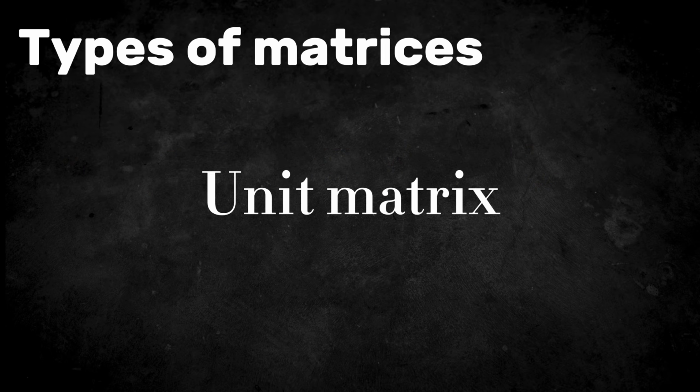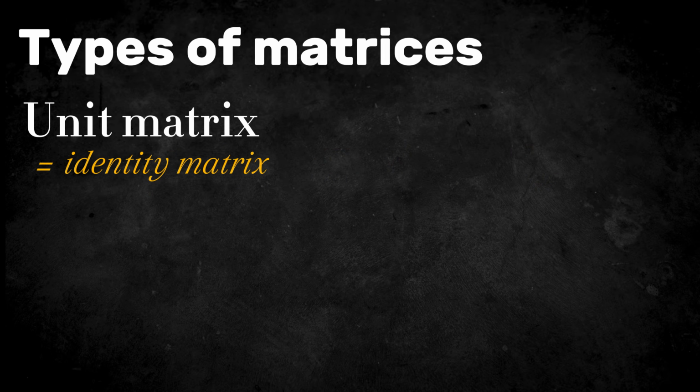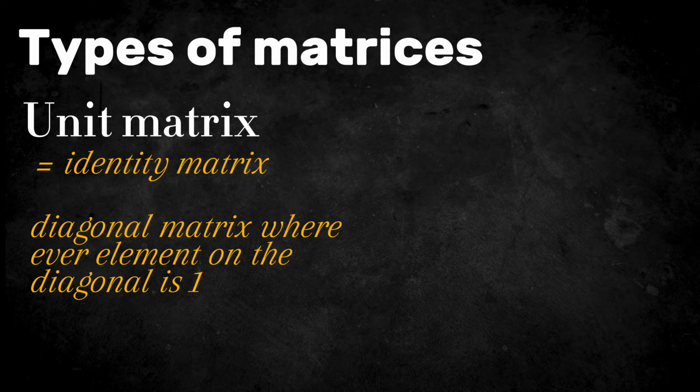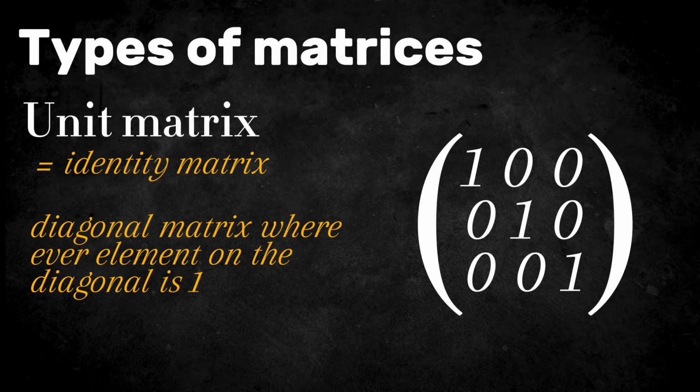Fourth, there is the unit matrix, also called the identity matrix. This is very special. It is a diagonal matrix, but on the diagonal, every entry is 1. Everywhere else, the entries are 0. For example, in a 3 by 3 identity matrix, the diagonal has the numbers 1, 1, and 1, and everything else is 0. What is special about the identity matrix is that when you multiply any matrix with it, the matrix stays exactly the same. But I'll explain it a bit further in the video.